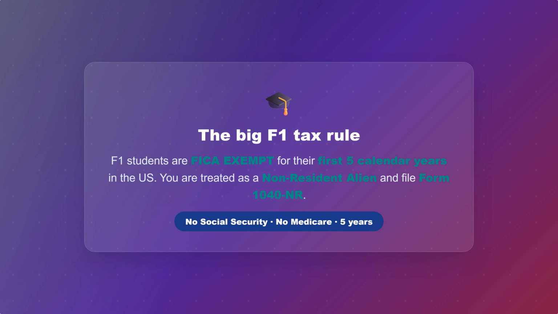Now here is the big F1 tax rule, and it is a great one. F1 students are FICA exempt for their first 5 calendar years in the U.S. That means no Social Security tax and no Medicare tax during that time. You are treated as a non-resident alien, and you file Form 1040-NR. This rule alone can save you thousands of dollars over your study years.